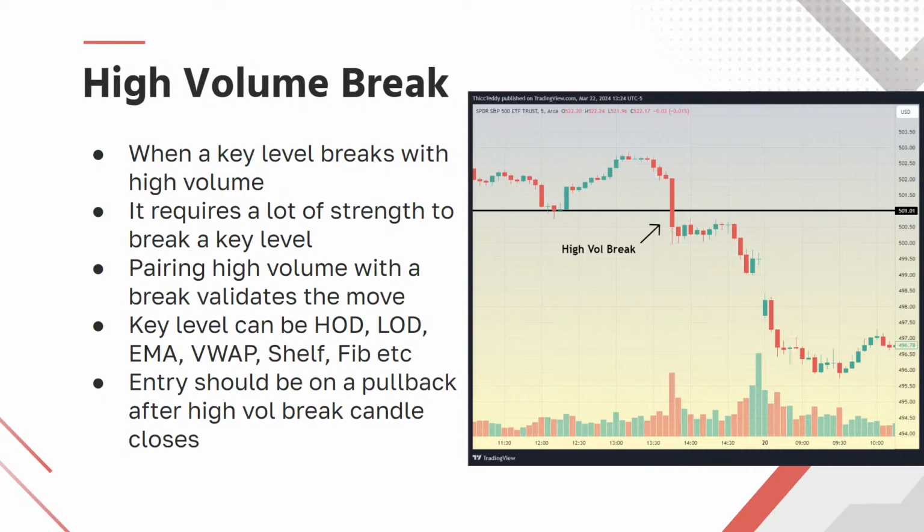You got a large result, a strong result out of the candle, and you also put in a lot of effort with that high volume. And when we're talking about key levels, this could be high of day, low of day is the situation that this example shows. It could be an EMA, it could be VWAP, it could be a shelf, it could be a fib. Any of those things can work as a key level.